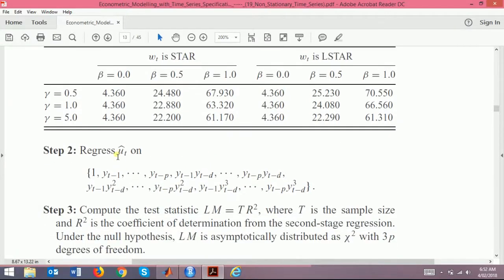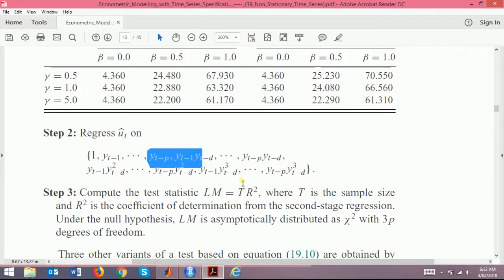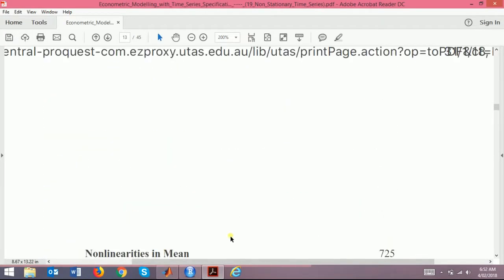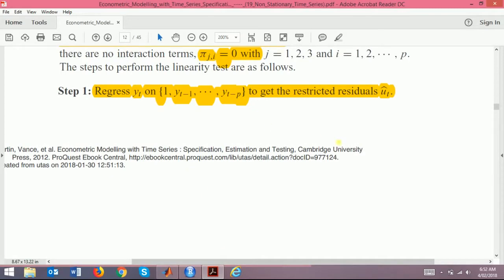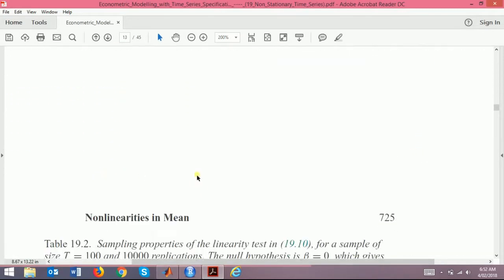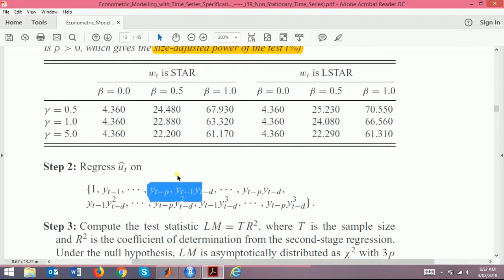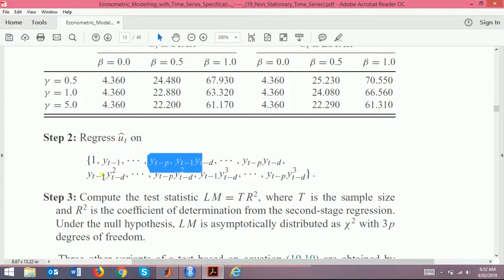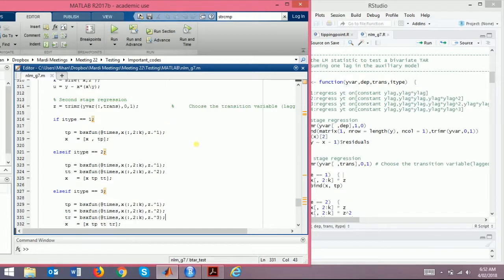Regress ut on yt minus 1, yt minus 2, and compute the statistics. First, the regular regression. We get residual u, then we regress the residual on all of these lags. Okay, fine, that explains that.